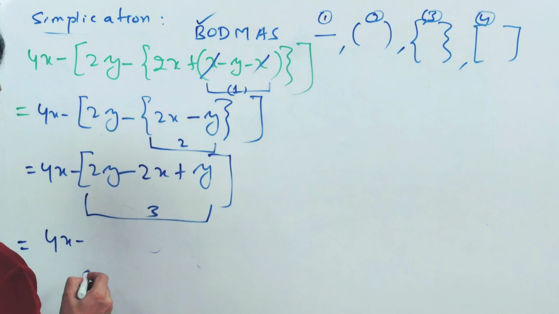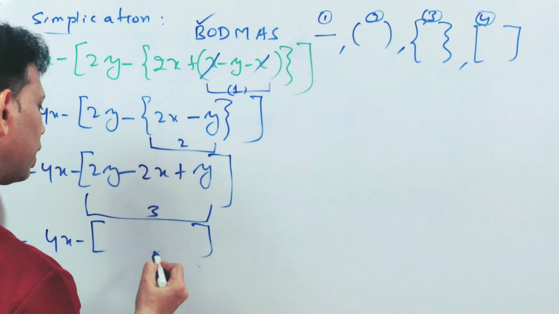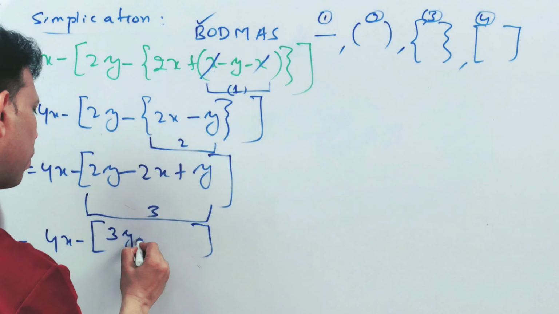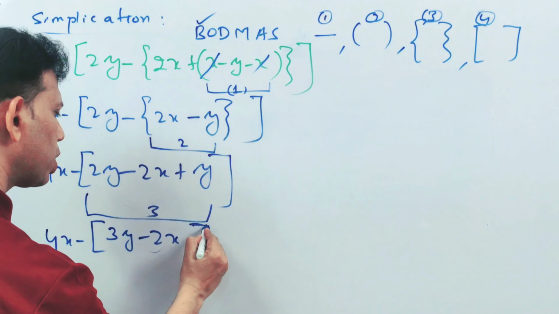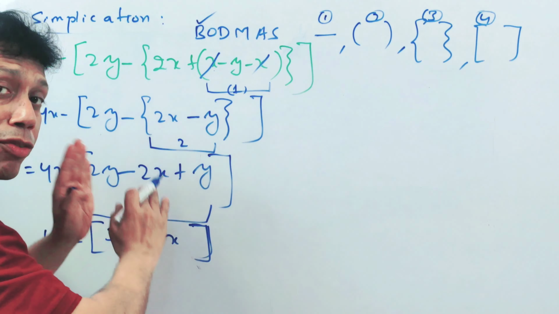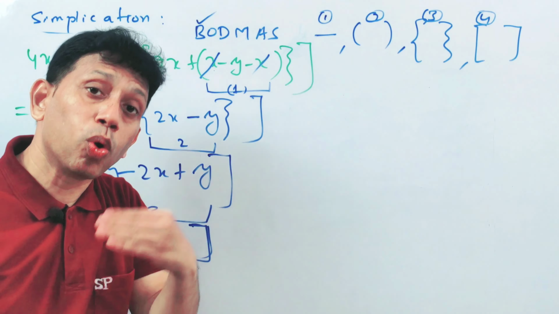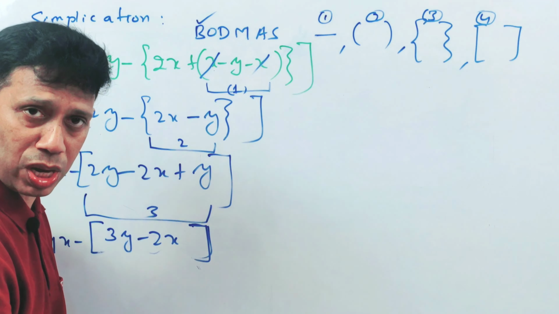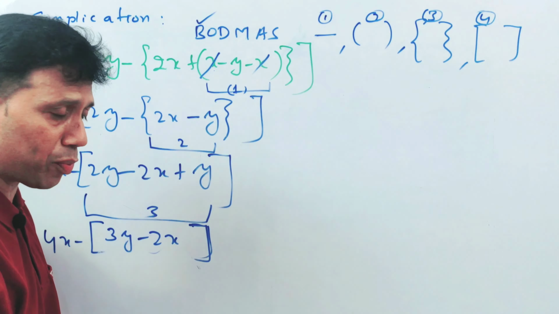So 4x minus, first I will solve that, 2y plus y is 3y and minus 2x is already there. So this square bracket is simplified now. This part is simplified. After simplification, can we do more simplification inside this? No, because they are unlike terms now. We cannot add or subtract, isn't it?